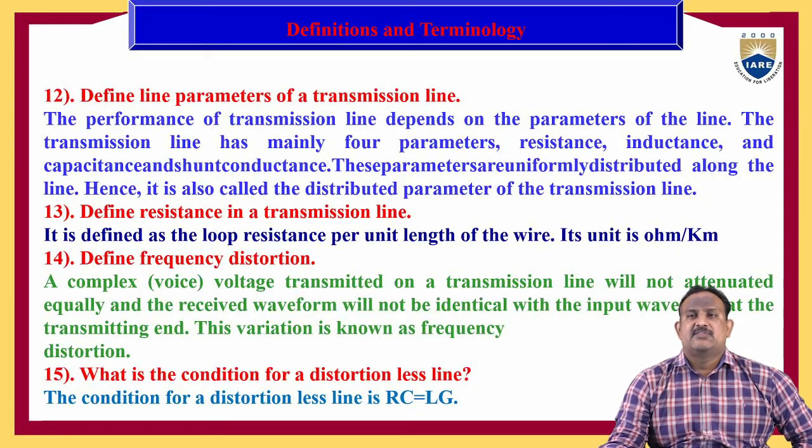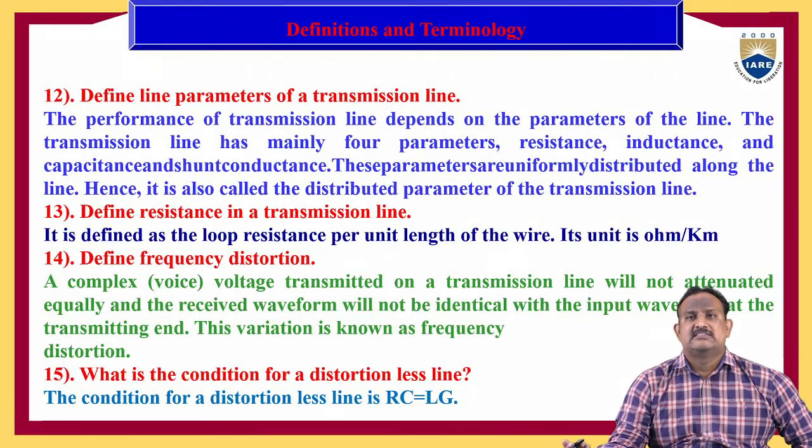Define line parameters of a transmission line. The performance of a transmission line depends upon its parameters. The transmission line has mainly four parameters: resistance, inductance, capacitance and conductance. These parameters are uniformly distributed along a transmission line. Hence, they are also called the distributed parameters of a transmission line.